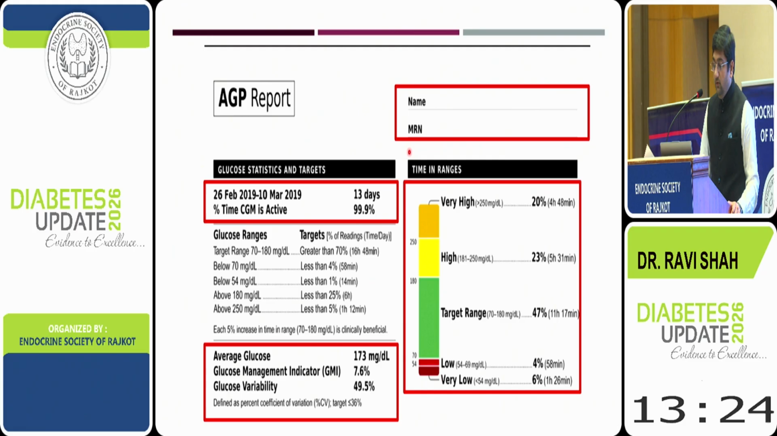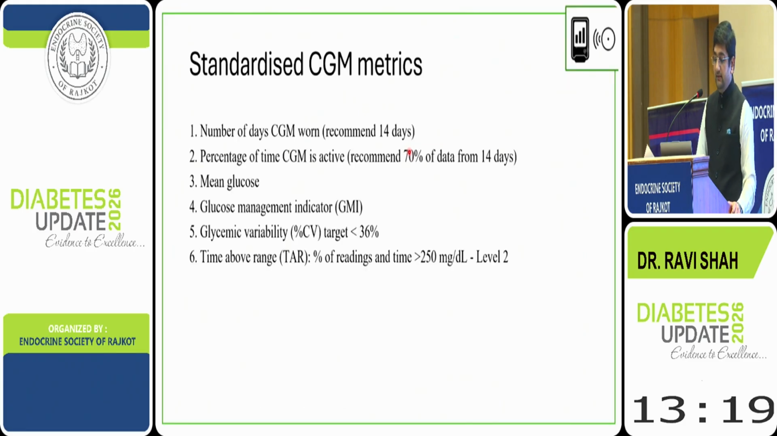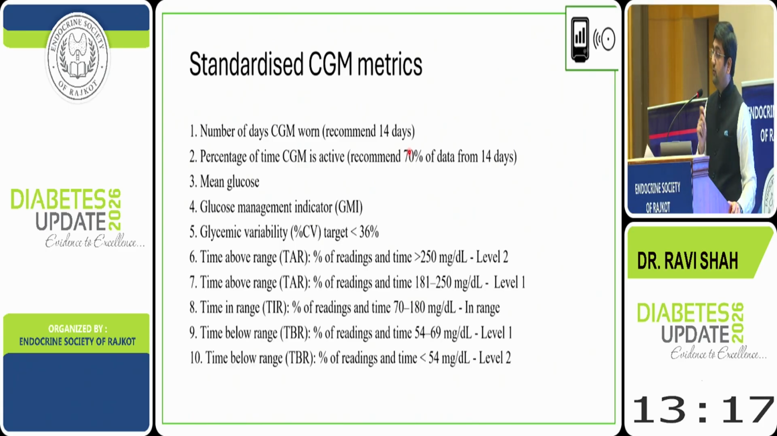After that, you need to look at the various metrics. So what are the metrics you need to look at? First is the number of days the patient has worn the CGM. If the number of days worn is less than 70%, and the percentage of active time is less than 70%, then that CGM report is not likely to be reliable. Then we need to look at the mean glucose and the GMI. That is similar to our HbA1c, but HbA1c is the average of the last 3 months of glucose, while this is the average of the last 15 days of glucose.